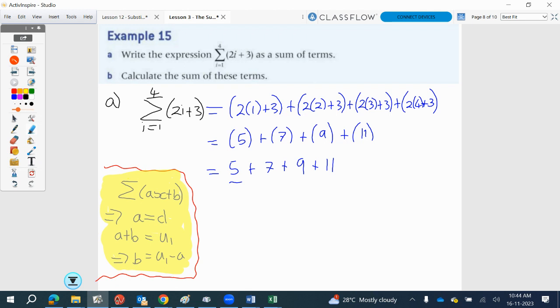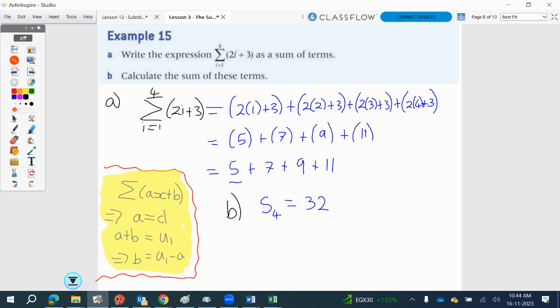Okay. So now we need to do B, which is to calculate this sum. So this sum is the sum of how many terms? 4. And what will it be equal to? Do 9 plus 11 first. 28, 27, plus 3 plus 12.